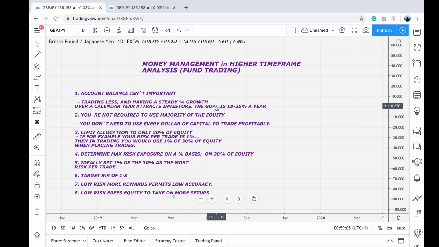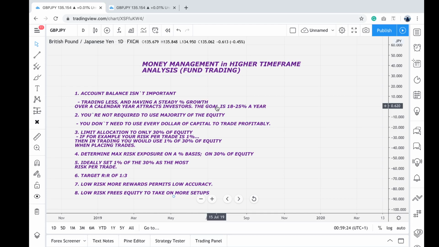So what I did with this section of the course was to list some guidelines. Think of them as guidelines, simple things you could easily follow and apply to manage fund accounts. That way you're always profitable in the long run.